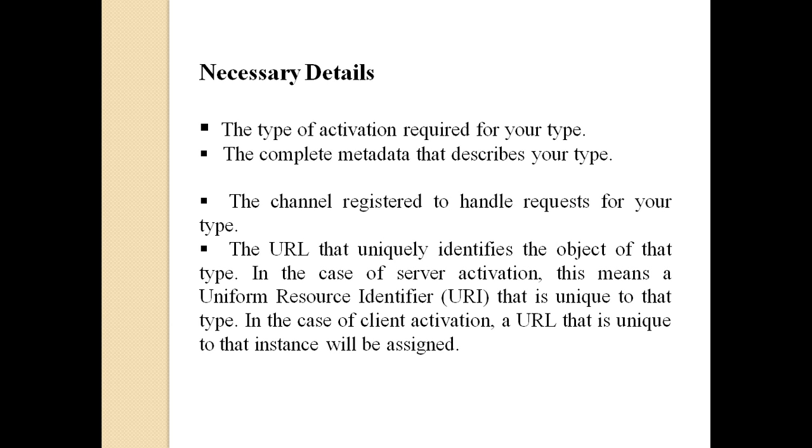And next is the URL, and the URL refers to a server activation method. After you register, you are provided with a URL, so that when the client sends a request to the server, it can be easily identified with the help of the URI. That is the uniform resource identifier. So these are the necessary details that we have to know before moving to .NET Remoting.